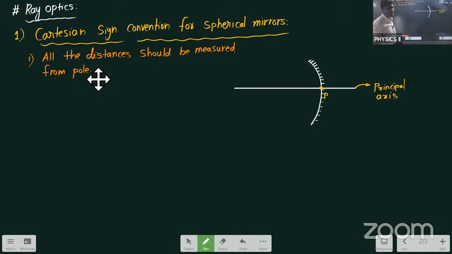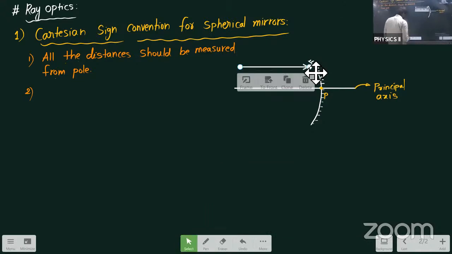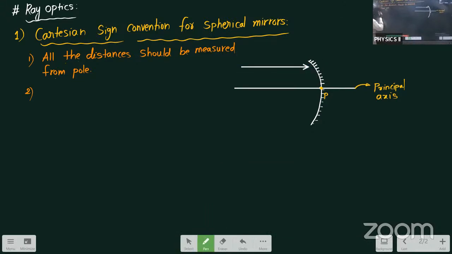We have just 4 sign conventions. If you are able to remember them, that's enough. What is the first sign convention? All the distances should be measured from the pole. See here, the next sign convention. Assume that a light ray is coming in the forward direction. So what is the second point?